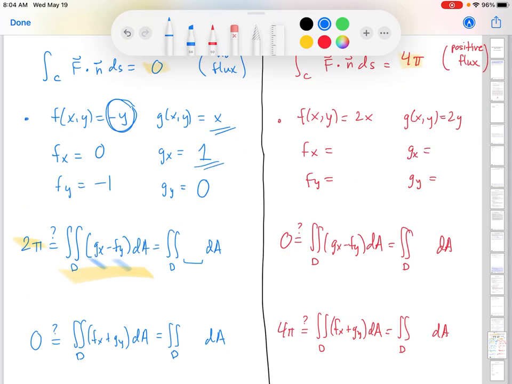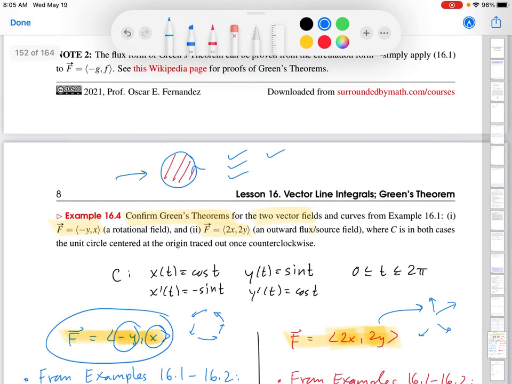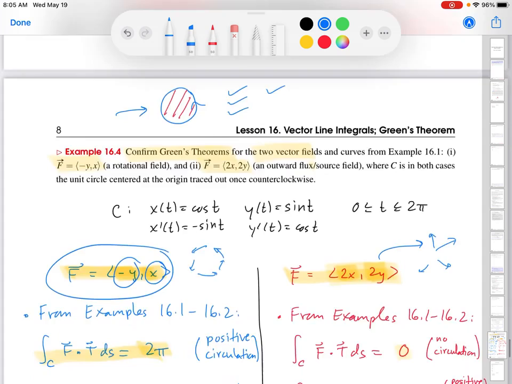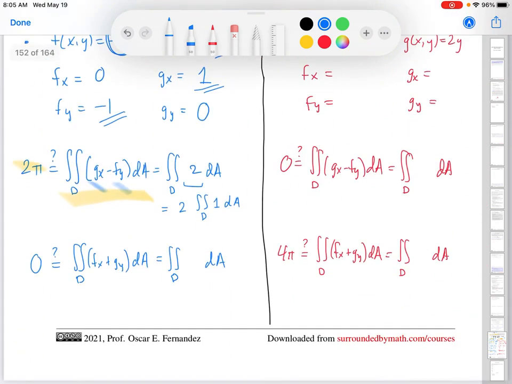So now I can put that result in here. g_x minus f_y is 1 minus -1, so that's 2. And then I see that I can just pull this 2 out, and then I'm taking the double integral of 1 dA. Remember, this is one of the properties of our double integrals. This just gives us the area of the region D. The region D here, as we saw up here, is the unit disk. So the area of a disk is pi r squared, but the radius is 1, so we just get pi. So this area of the region D is pi, so I get 2 pi.